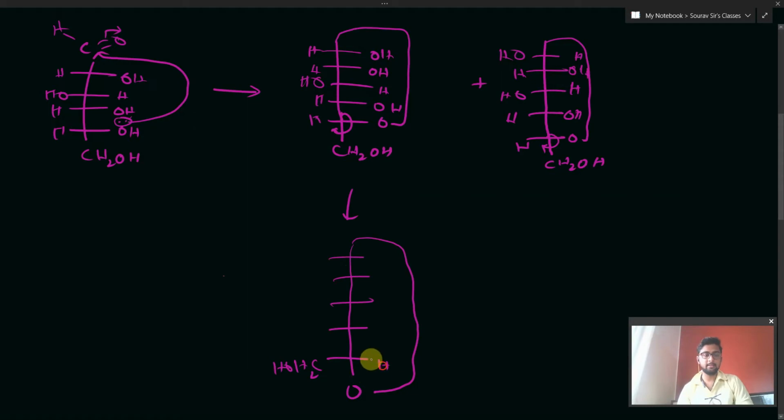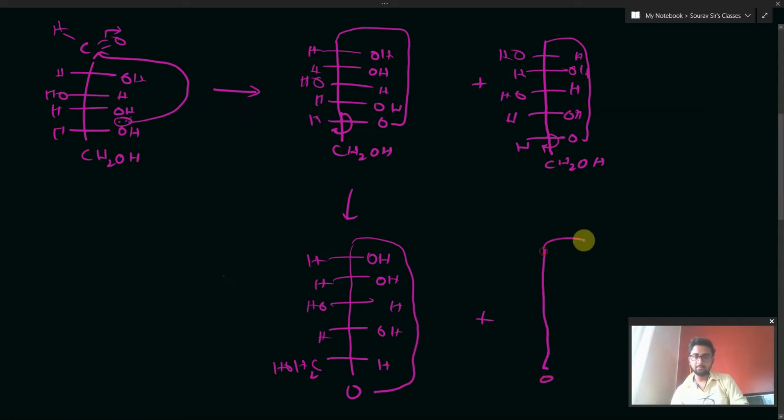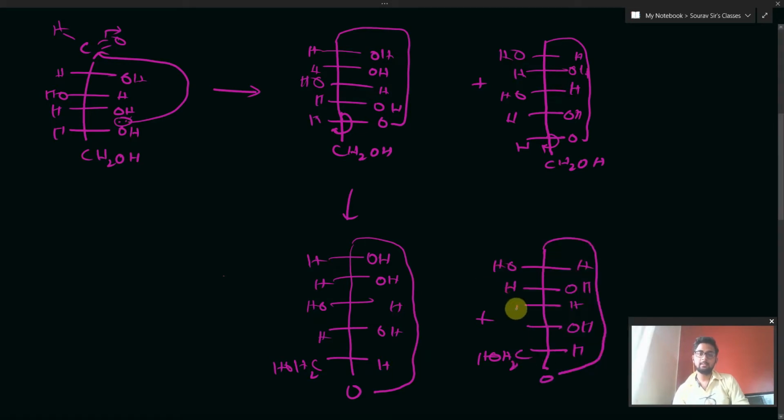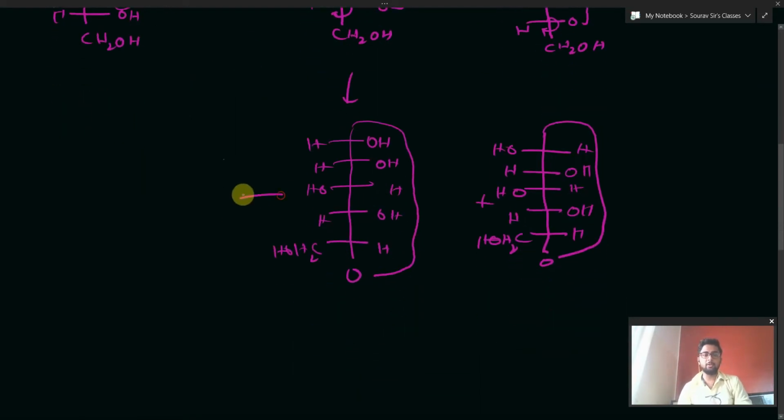CH2OH, H, H, OH, OH, H, H, OH, H, OH. Okay, this would be one of the structures, plus the other product would be CH2OH, H, OH, H, OH, H, and here we'll be having OH, H, OH, H, and these are the two cyclic products. Now let us draw it in the whole cyclohexane type of form, and then we'll be finishing the work.